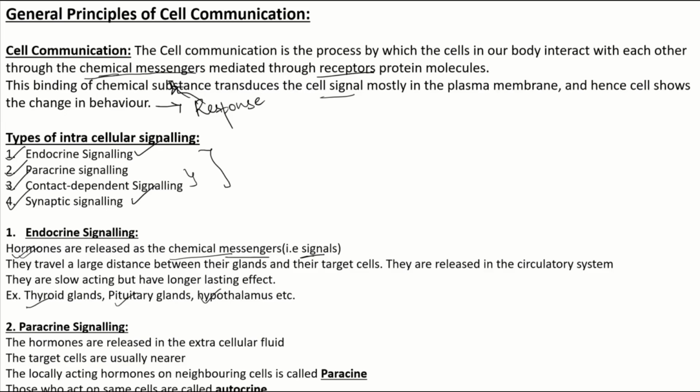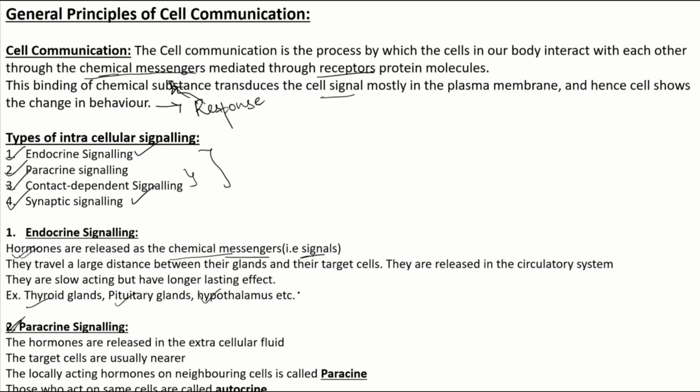Examples you can give: thyroid gland, pituitary gland, hypothalamus, or pancreas. In the pituitary, there is the anterior pituitary and posterior pituitary. You will be learning about these in the upcoming units in this subject. Now, this is endocrine signaling. Is this clear? Okay, we move on to the second one, that is paracrine signaling.